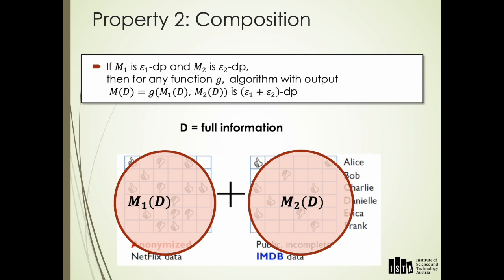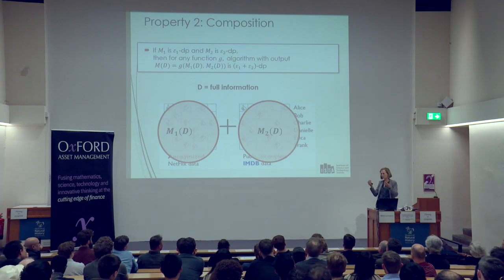But if this first one would have had some privacy epsilon 1 and the second one would have had privacy epsilon 2, then the combination of the two, having both of them out there, would be now a privacy loss of epsilon 1 plus epsilon 2. Okay, so this is the second very nice property of differential privacy.